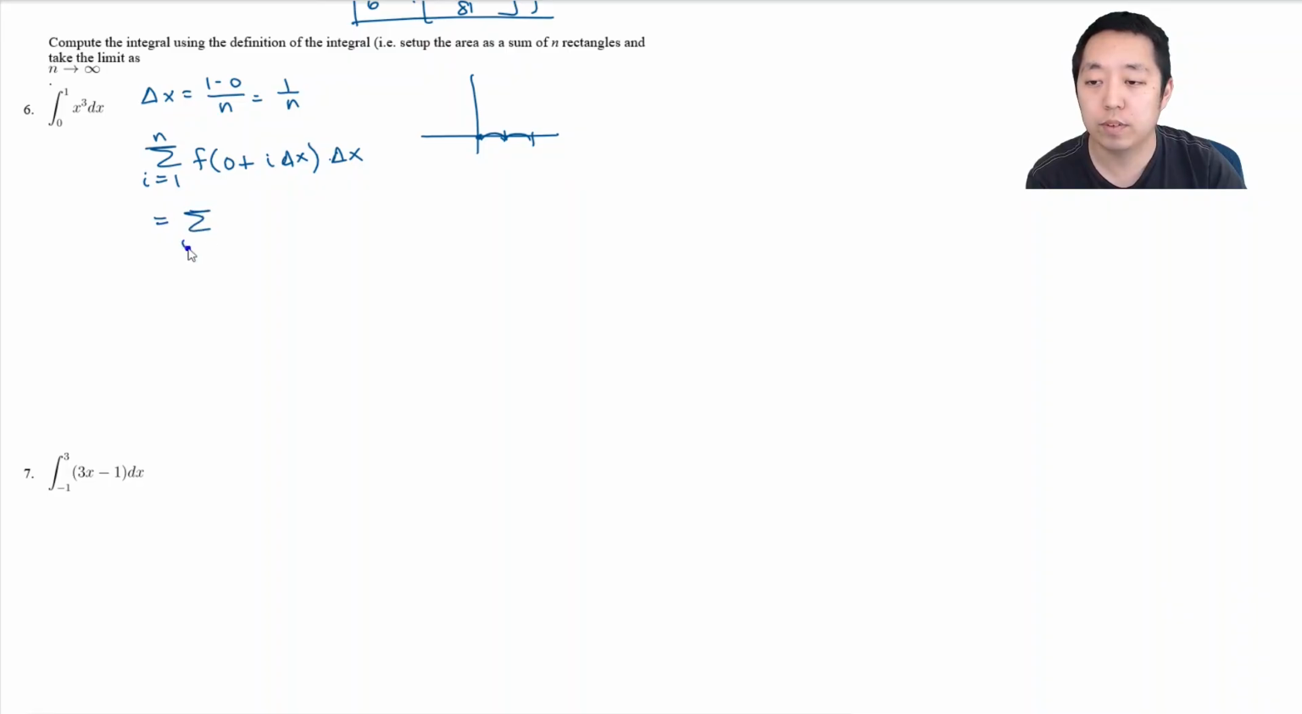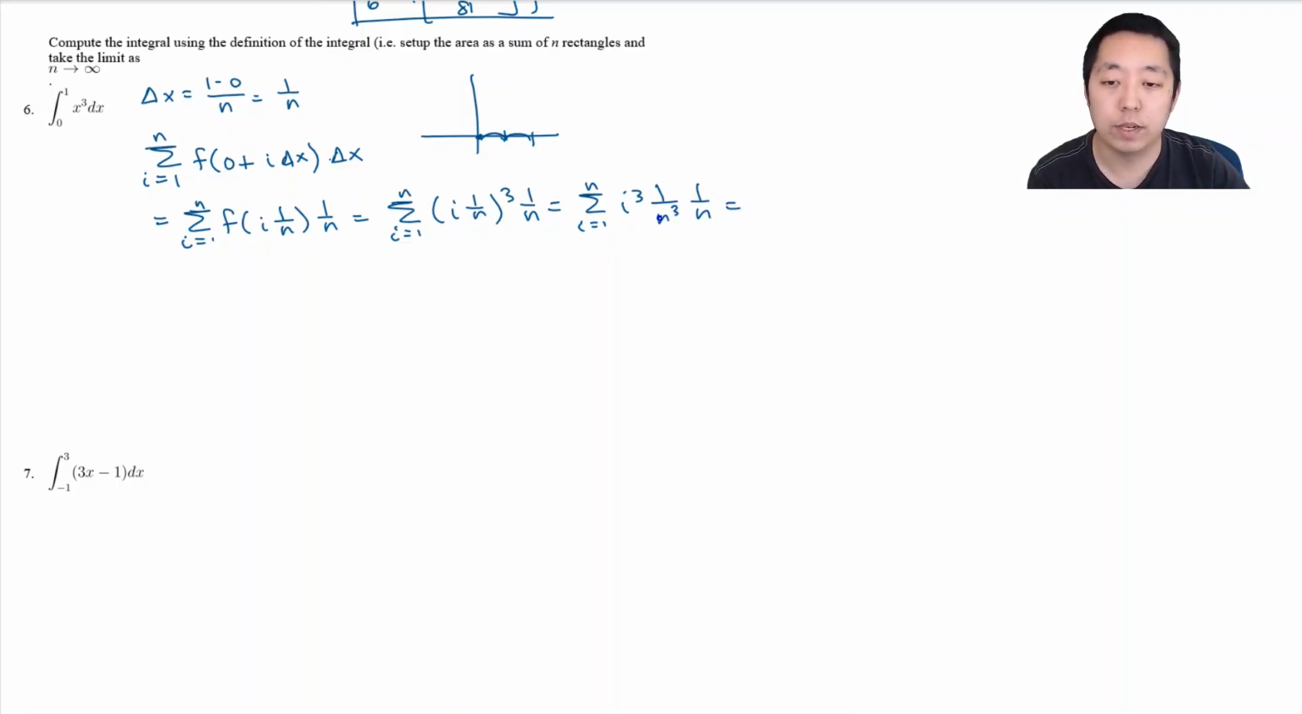So this becomes the sum from i equals 1 to n of f of i over n times 1 over n. And that's the sum from i equals 1 to n. f of i over n is just cubed. So we're going to do (i over n) cubed times 1 over n. And this is the sum from i equals 1 to n of i cubed over n cubed times 1 over n. And then this becomes 1 over n to the 4th. And anything without an i can actually be brought out in front. So 1 over n to the 4th times the sum from i equals 1 to n of i cubed.